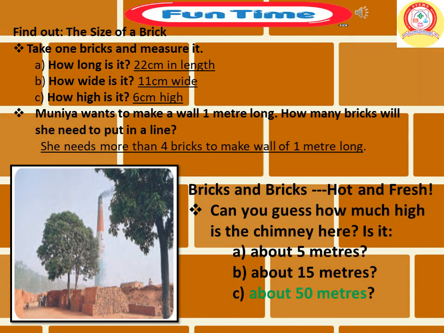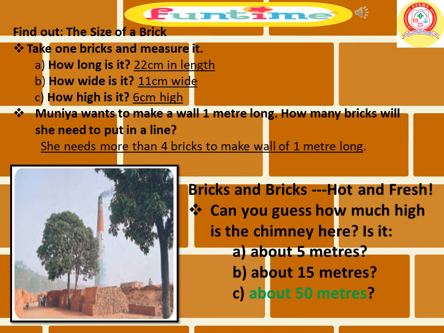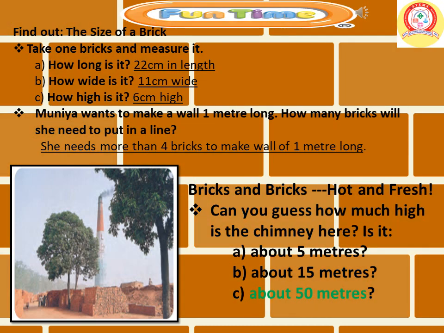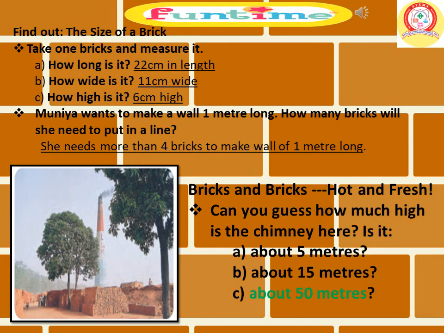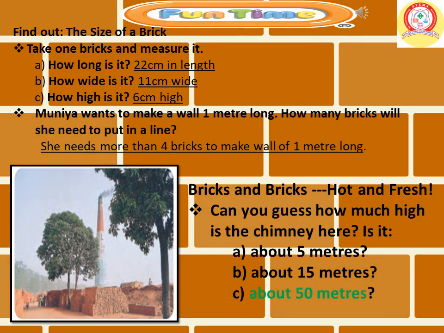Okay? Now the next question is, students, can you guess how high is the chimney here in this photo? Option A, it is 5 meter, B about 15 meter, or C about 50 meter. How high is the chimney here? Say, students. So according to me, students, it must be around 50 meter because chimneys are usually very high.